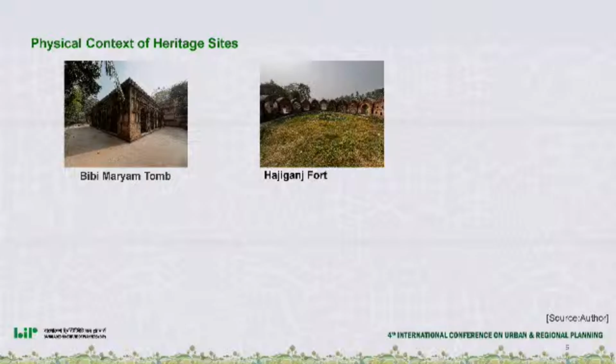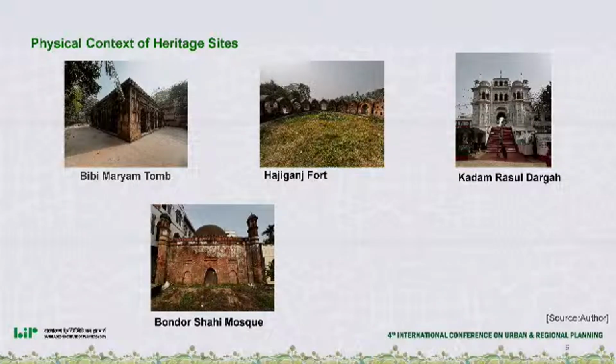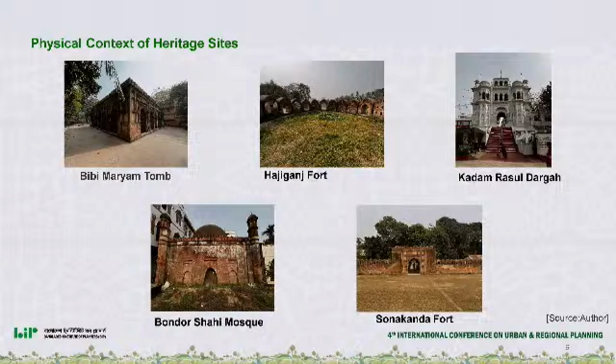The 5 sites: the first site of our paper was Bibi Moriam Tomb, the second site was the Hajiganj Fort, the third site was the Kadam Rasul Dargah, the fourth site was the Bandar Shahi Mosque, and the last site was the Shonakanda Fort.